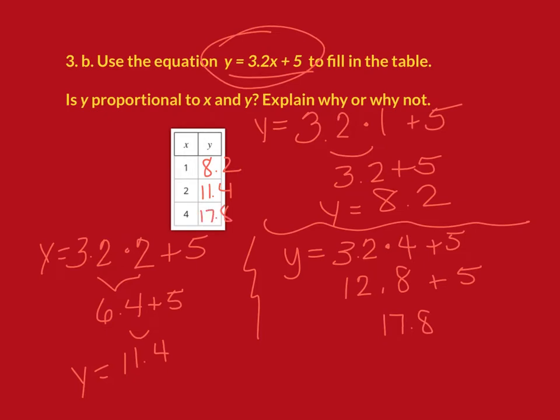And that question, we know, asks us, is it proportional? It is not proportional. The reason it's not proportional is because there's no constant of proportionality. If you were to go back and divide 8.2 divided by 1, you get 8.2. 2 times 8.2 is not 11.4, nor is 4 times 8.2 17.8. So you've got a couple of reasons here, but the most basic one is that there's no constant of proportionality.